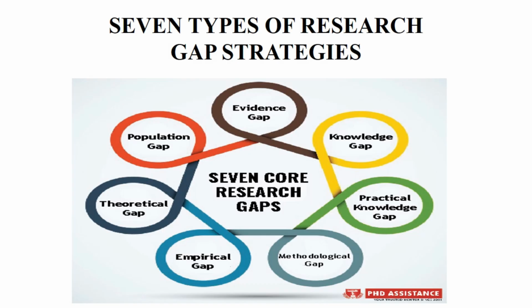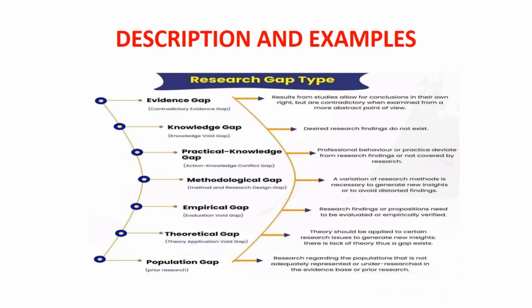Number one is evidence gap. Number two is knowledge gap. Number three is practical knowledge gap. Number four, methodological gap. Number five, empirical gap. And then theoretical gap. And finally is the population gap. So we can choose one of these types of research gap strategies for the introduction of our article. And this is the description of every type of research gap.